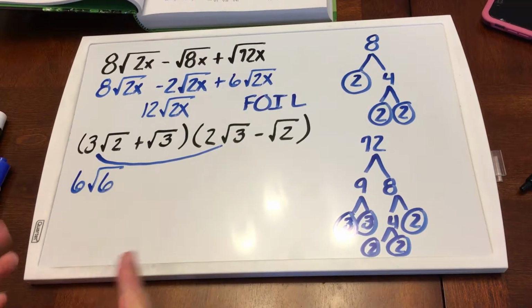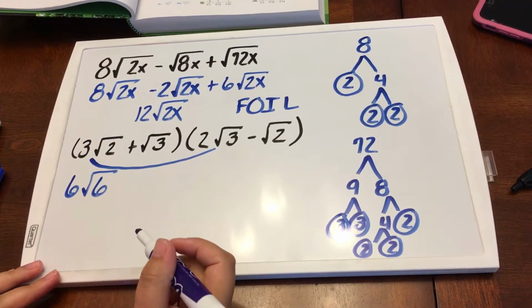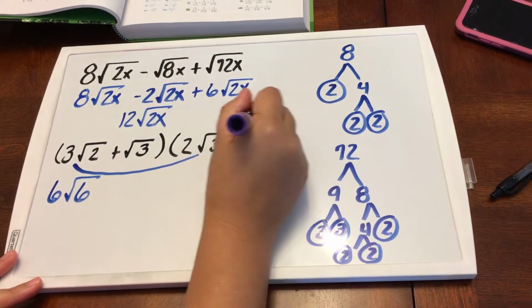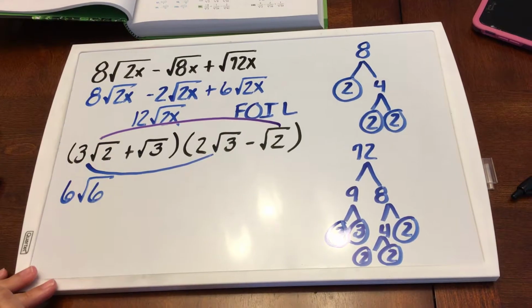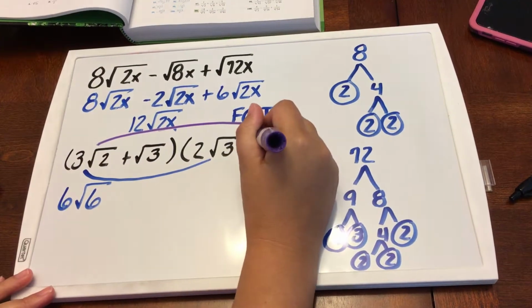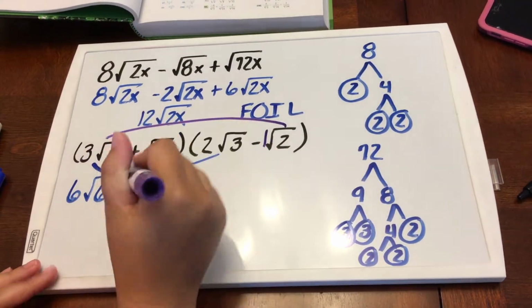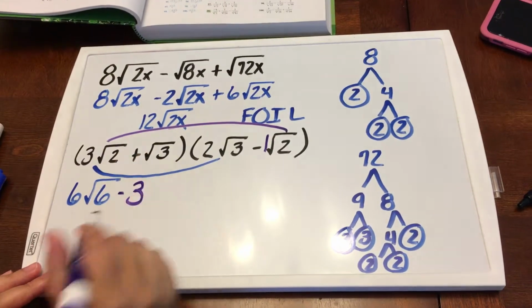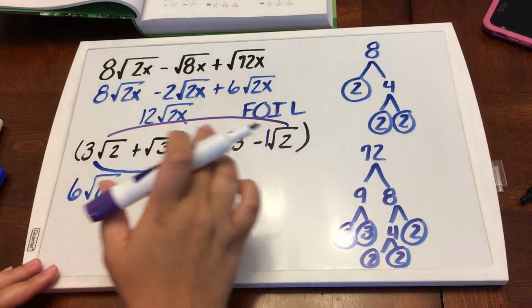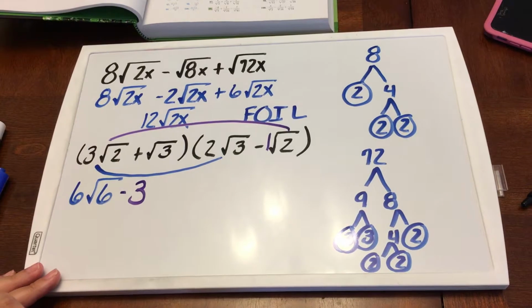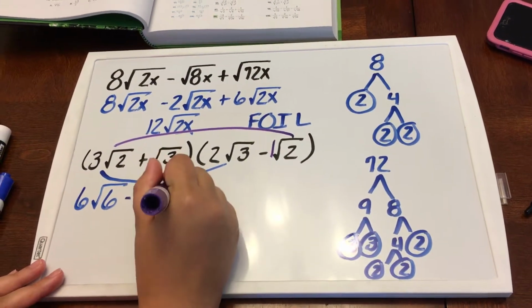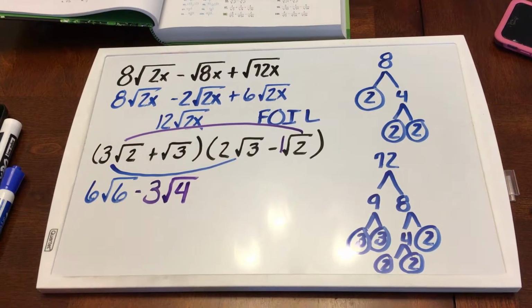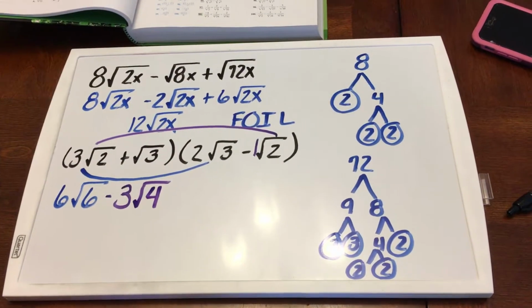Then I'm going to try to do this color-coded so it makes a little bit more sense. The outside terms, so that means I'm going to multiply 3 square roots of 2 times negative square root of 2. Remember, this is an understood 1, so 3 times negative 1 is negative 3. Now, square root of 2 times square root of 2 is going to give me square root of 4. I'll leave it like that for right now. That's going to obviously be simplified just a little bit more.